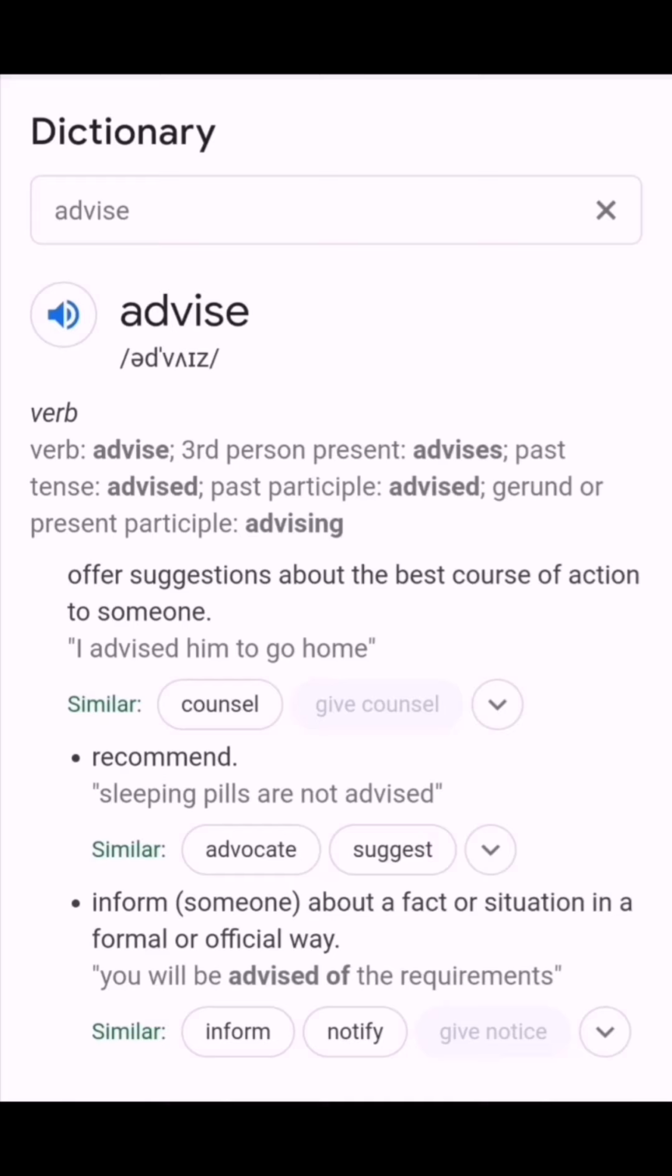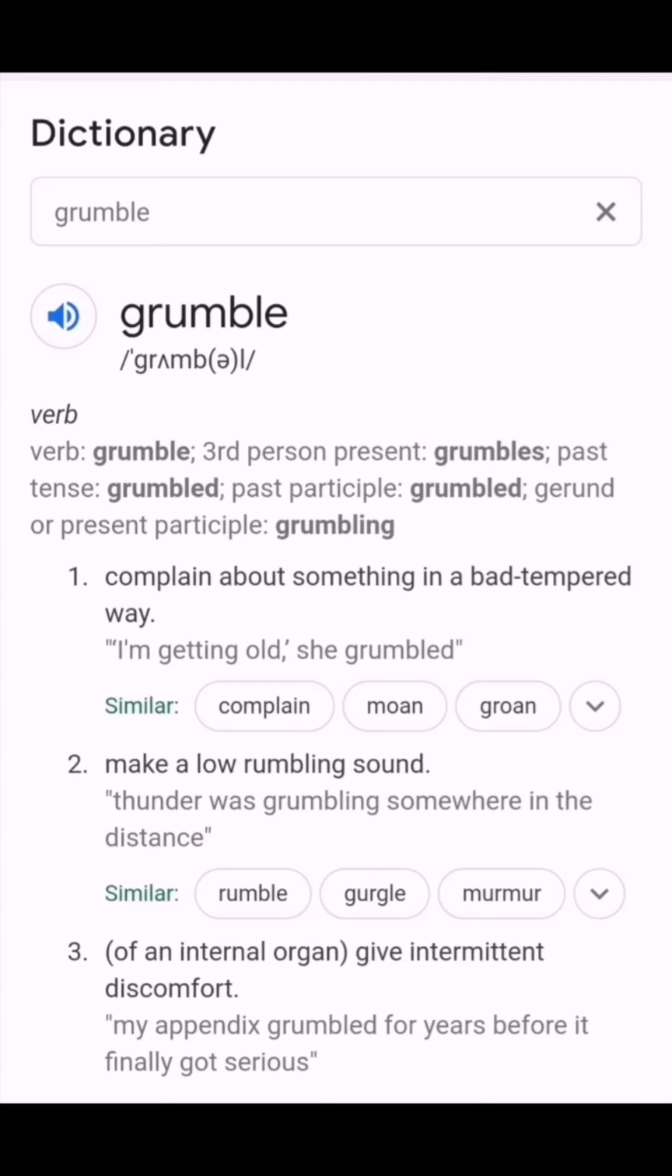Next word is advise. This is also a verb. Advise means to offer suggestions about the best course of action to someone. For example, I advise him to go home. Or another example, like my case here as a teacher. I'm sure you know that I have been asked to be quarantined at home. So you can use me as a reference. The principal advised me to work from home and to quarantine myself for 10 days at home. So that is what advise means. We will move on to the next word.